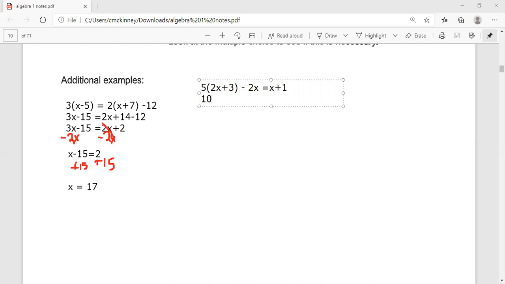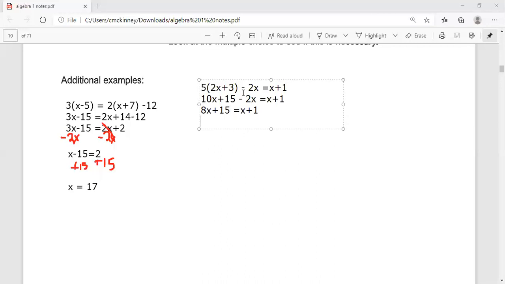So distribute, there's 10x plus 15 minus 2x is equal to x plus 1. So now we're going to tidy things up on each side of the equation. The right side's just going to be chill for a while. On the left side, the 10x and the negative 2x can get together. So 10x minus 2x, 8x, plus 15 is equal to x plus 1.